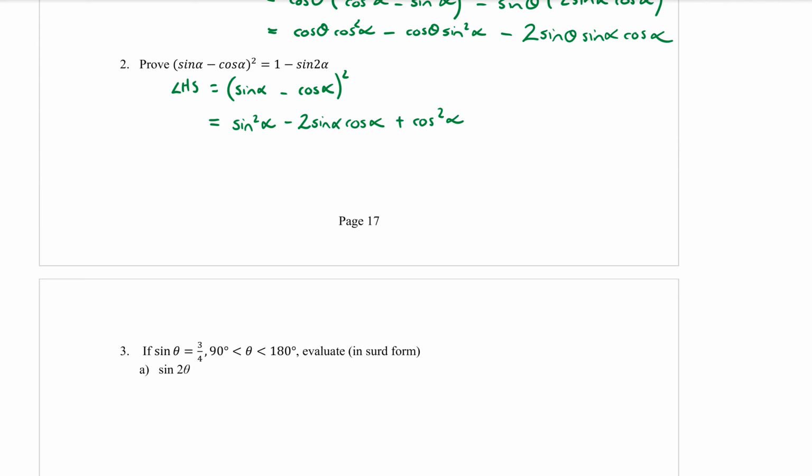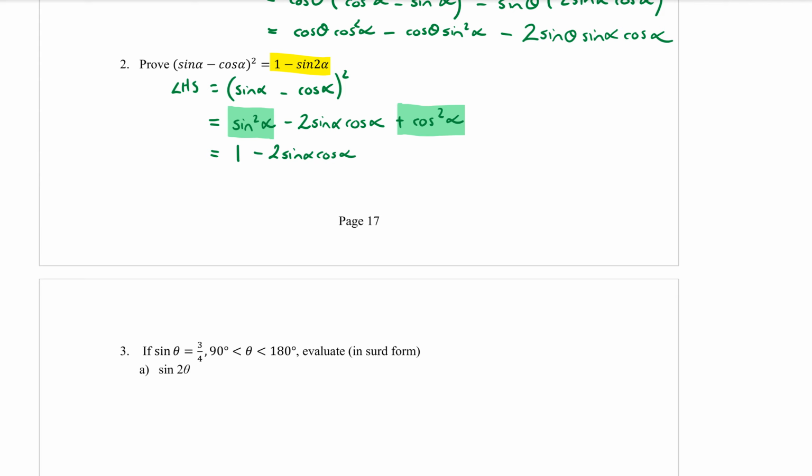Now, we're trying to get to 1 minus sine 2 alpha. Try to keep an eye on where you're trying to get to because it gives you an idea of how to simplify. The first thing I hope that you will notice is that I have a sine squared alpha plus a cos squared alpha in my expansion. Remember that lovely old rule, sine squared plus cos squared equals 1. So those two things combine together to make a 1, and then I just have the minus 2 sine alpha cos alpha. Alright, so we've got the 1 that we need.